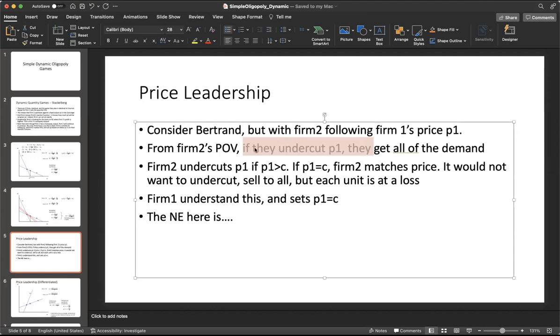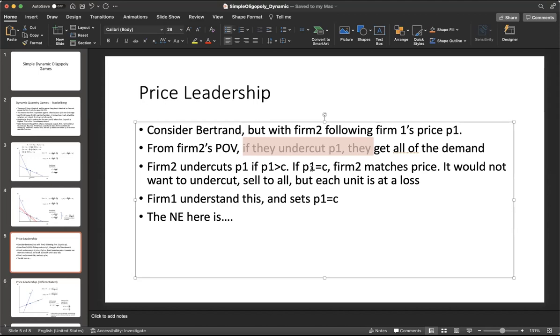So, firm 2 undercuts P1 if P1 is greater than C. And if P1 comes in immediately with a price that's equal to its cost, firm 2 matches, assuming they have the same cost. They just match, and it would not want to undercut and sell to all, because each unit is sold at a loss, right? So this assumes that C is the same. Again, the usual Bertrand model that we talked about last time.